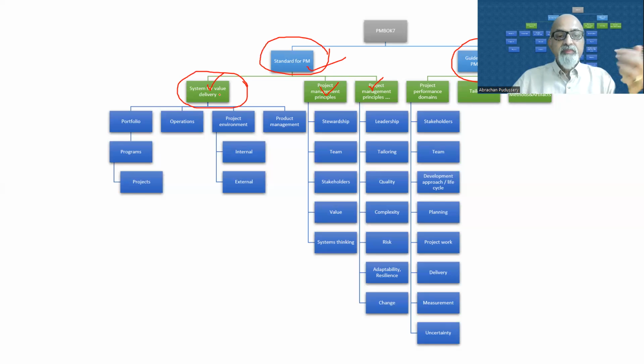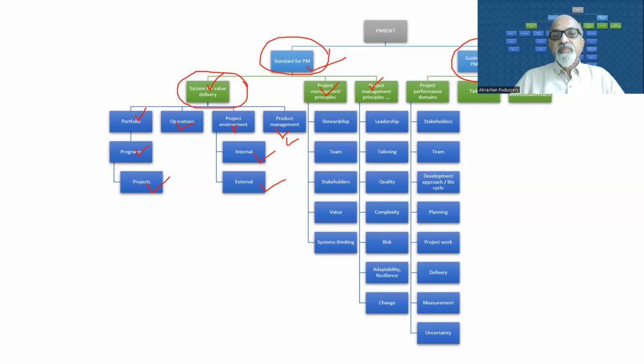Under the system for value delivery, it primarily discusses how business strategies get implemented through portfolio management, program management, project management, and operations management. It also touches upon the product management lifecycle as well. Here we will be discussing what portfolio management is, what program management is, what a project is, what operations are, what the difference between projects and operations is, and how these things are related. We discuss the project environment, both internal and external, and a little bit about the product management life cycles as well.